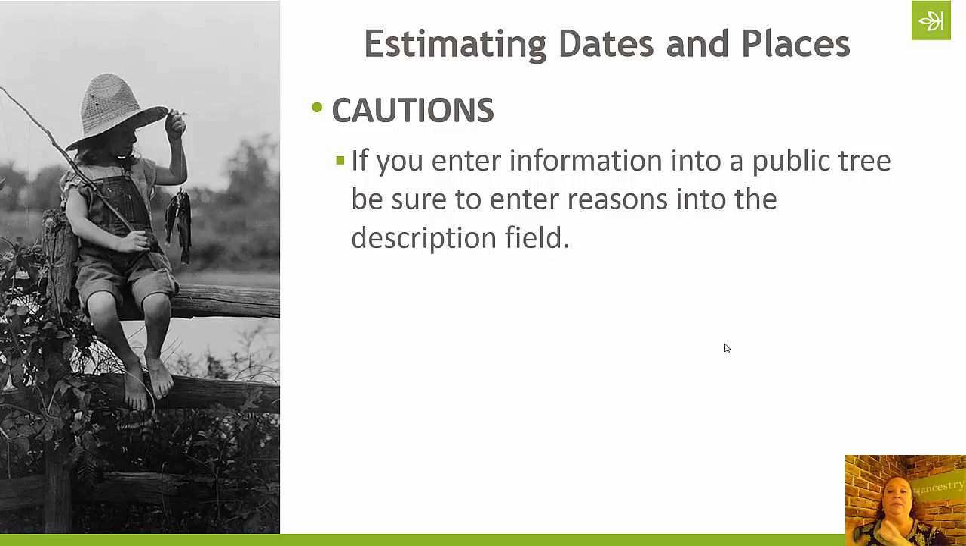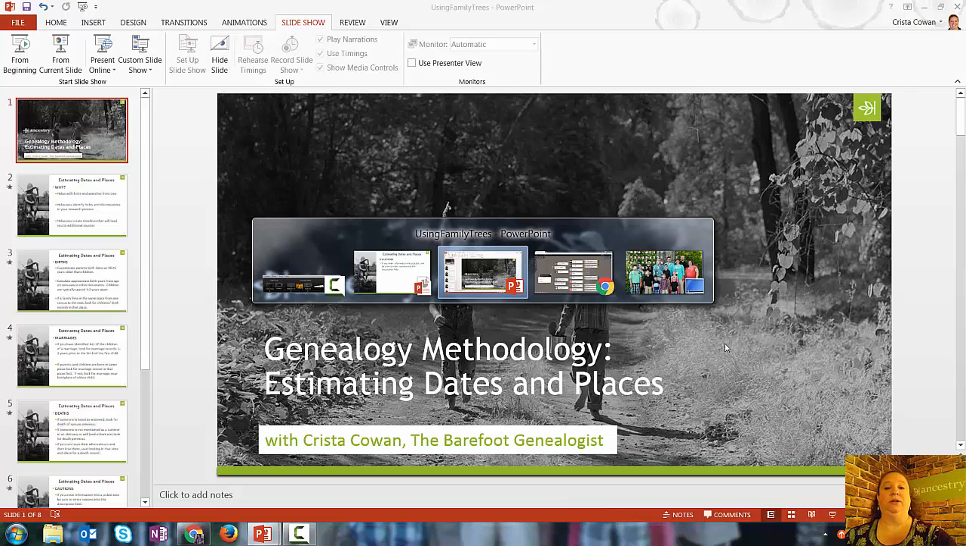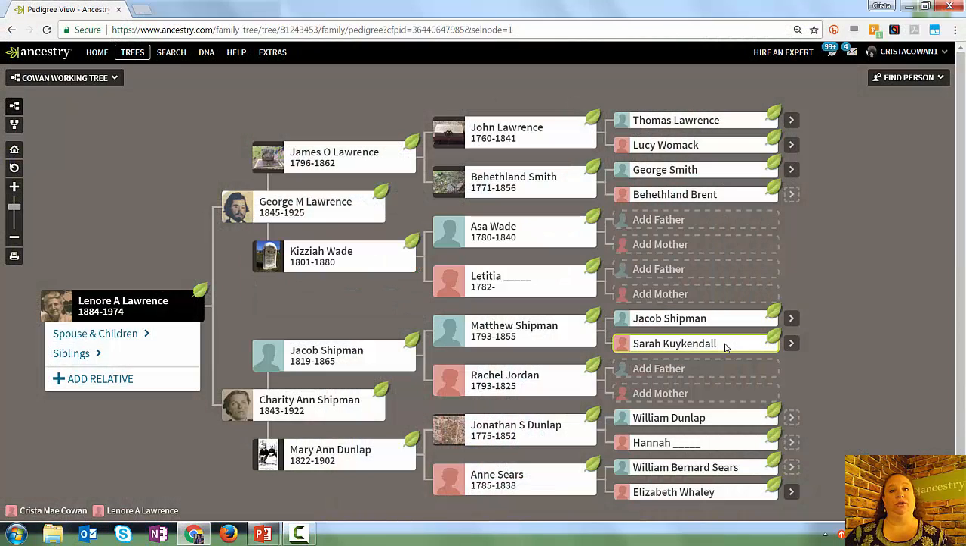But if you want to play around with some of this, and I do, my tree is a working tree that I play around with all the time. It has conclusions in it and well-sourced, well-documented information, but it also has some stuff where I have estimated dates and places. So if you're going to enter that into a public tree, that's great. Just make sure you enter some information into the description field so anybody who comes across your tree will understand what it is that they're looking at. So let me just show you what that looks like.